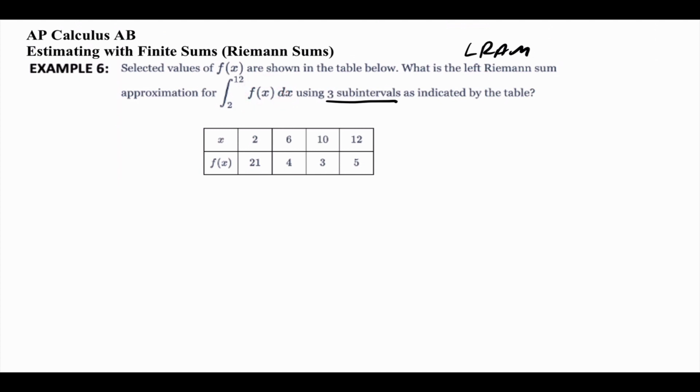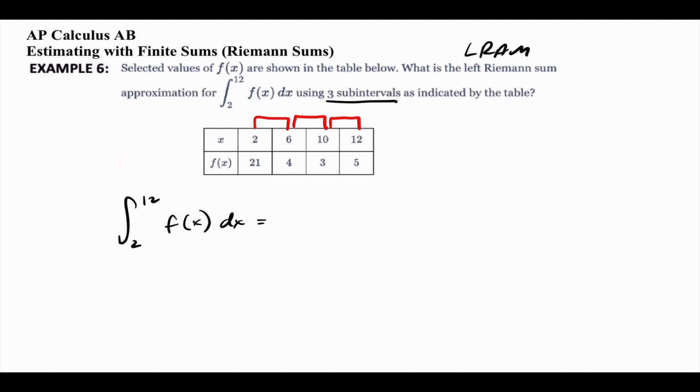So I need 3, right? So the first one's going to go from 2 to 6. The next one's going to go from 6 to 10, and then the last one's going to go from 10 to 12. That's the best I could do with the table they've given me. Okay? If they gave me more values, I could do it differently, but I need 3 rectangles, and they've only given me 4 values. 4 x and y values. Okay? So the area from 2 to 12 for f of x, this is LRAM.